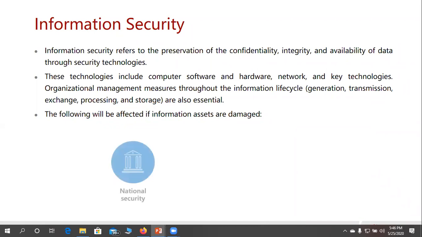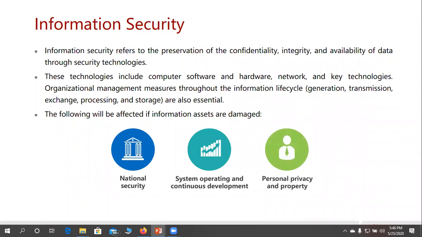Now, what is information security? Okay, what is information security? So before we start looking at network security, we are looking at information security. Very, very important that you understand. Okay, so information security refers to the preservation of the confidentiality, integrity, and availability of data through security technologies.